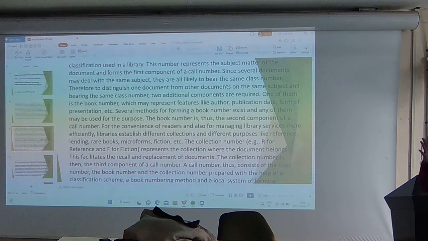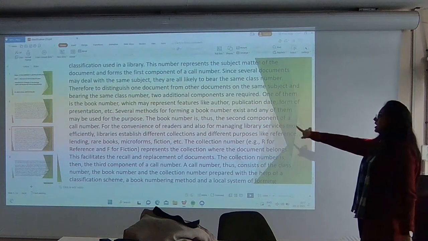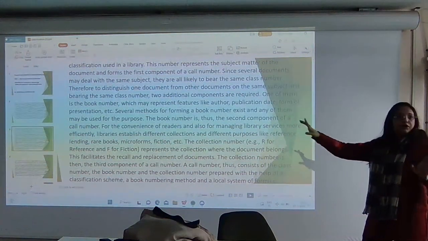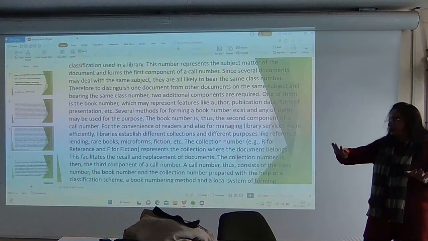So that is why, to create distinctiveness among the reading materials, either the reading material or in the form of CDs, we have different materials like books, chart papers, charts, we have almanacs, we have e-resources, e-form books. So we have to segregate. So several methods of forming book number exist, and any of them may be used for the purpose. The book number is the second component of a call number. When you have the practical class, it will be more clear to you.